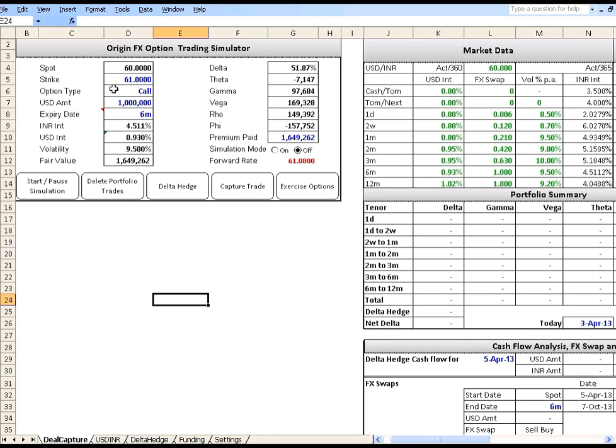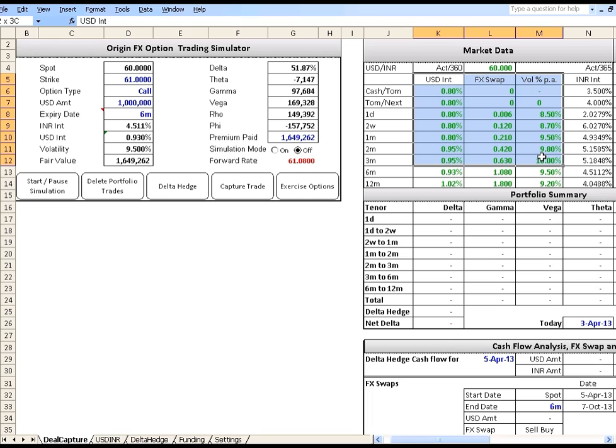Left-hand side column captures most of the parameters required for pricing an option. These include parameters provided by the user. All user input cells have blue fonts. We will be using USD INR as the currency pair in this simulator. Spot, interest rates, volatility comes from the market data.